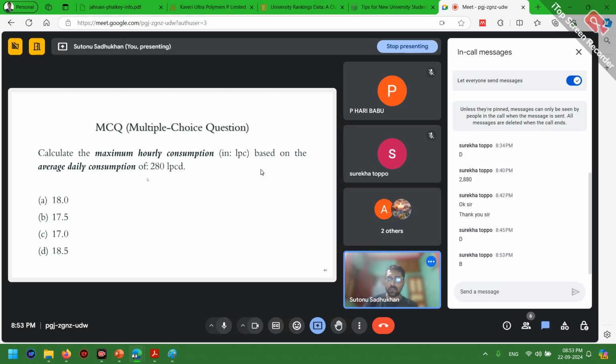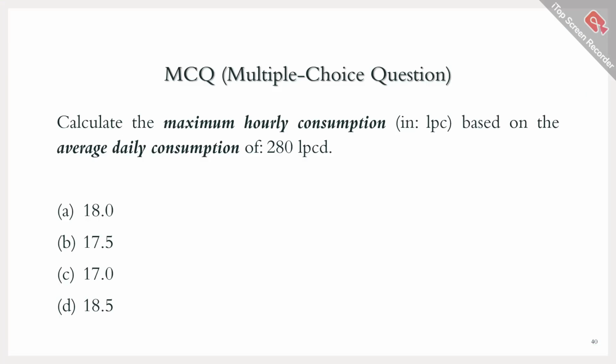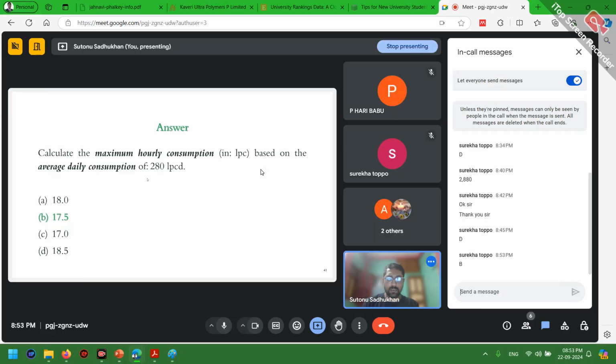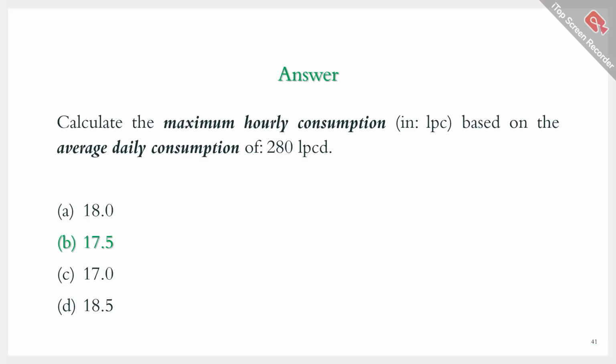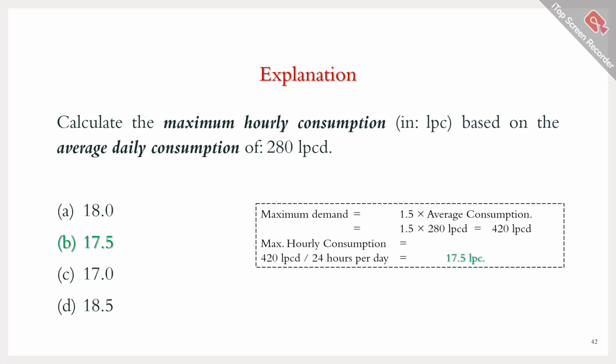Okay, solution. So let's see. The answer is option B. Yes. So you remember the factor, I guess. Very good. Now the explanation is maximum demand equals 1.5 times the average consumption, which is nothing but 1.5 into 280 LPCD equals 420 LPCD.